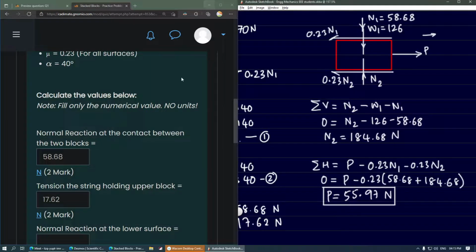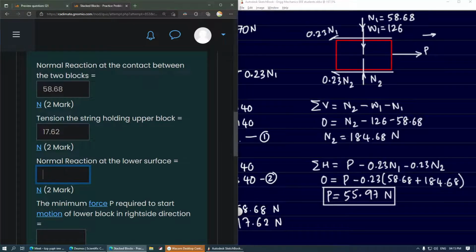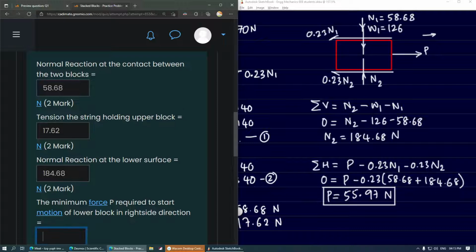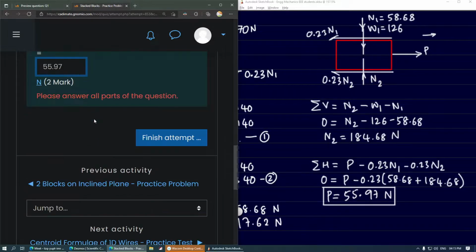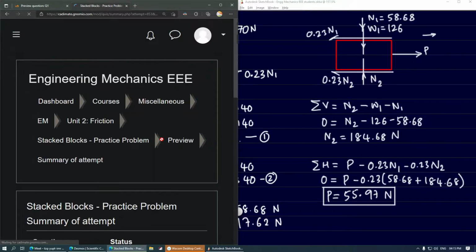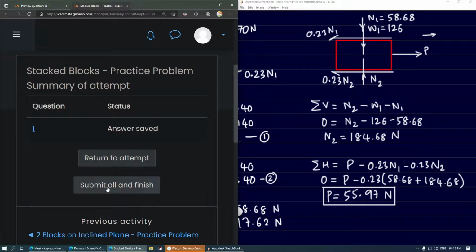So let us fill these things in. So here this is the normal reaction at the lower surface, that is 184.68, and then we have the minimum force P required to cause the motion, that is 55.97. Once you have fed all the values, just click on finish attempt and submit all.